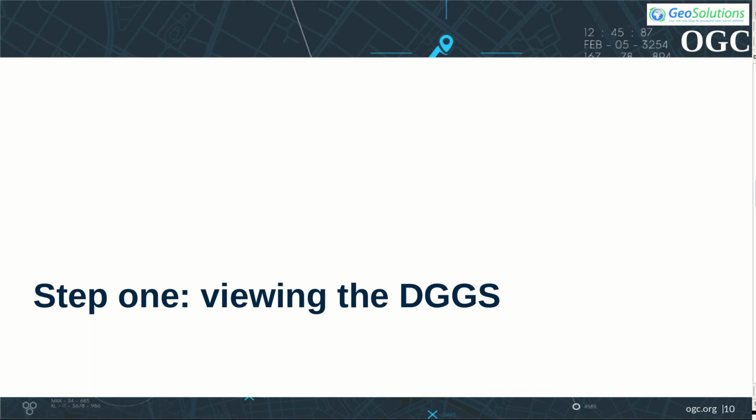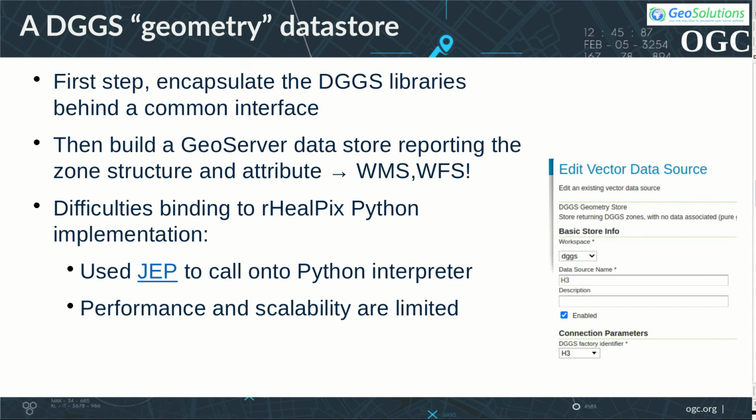The first step in the server implementation has been visualizing DGGSs. In order to do that, a purely geometric DGGS data store has been implemented in GeoServer, communicating with the libraries through a common interface. The store can be configured like any other store and can be used as a data source for WMS or WFS services.